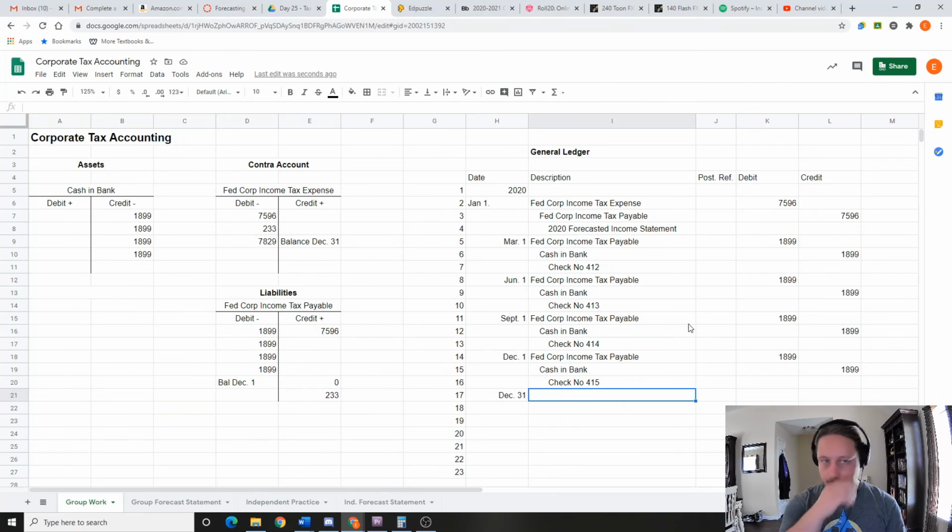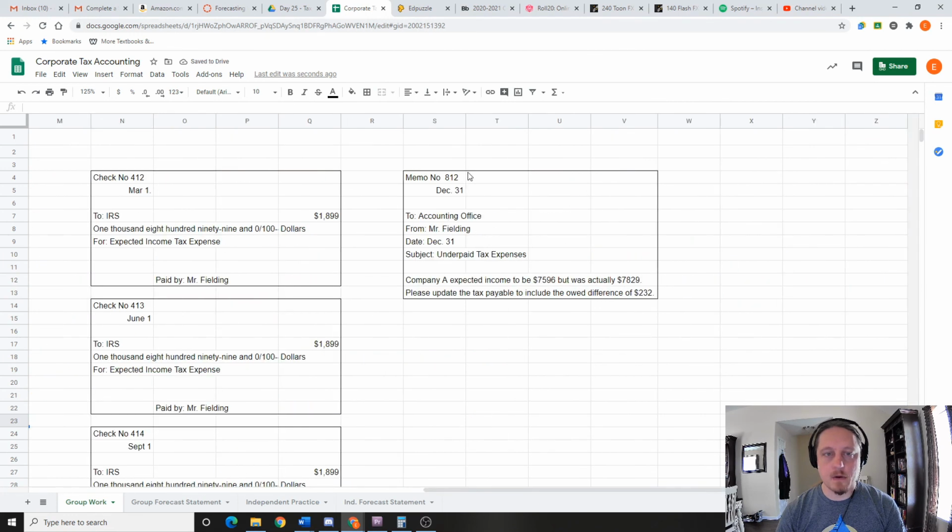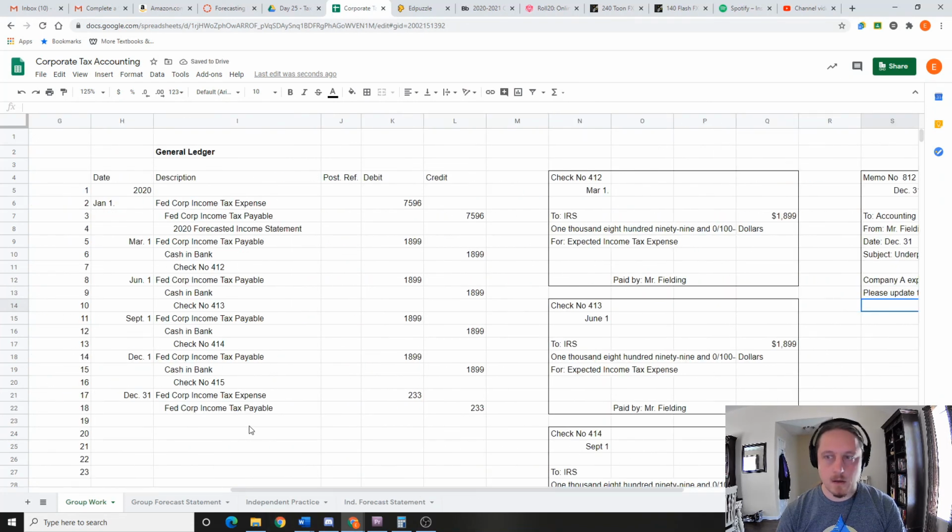So let's do it. Our debit was the federal corporate income tax expense. If I could type 233, and that was going to our income tax payable. Awesome. 233. And we do have a memo this time. If you look over to the far right, here's our memo number 812 that tells that we did not pay enough in taxes, that we owe a little bit more. Sweet. Memo number 812.